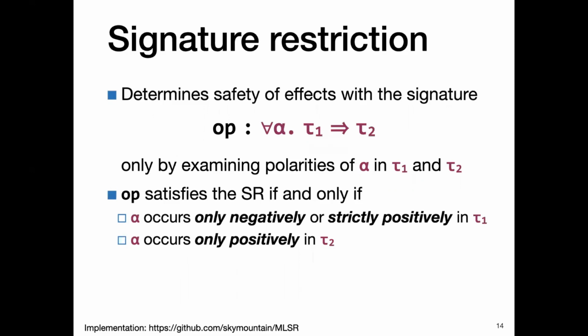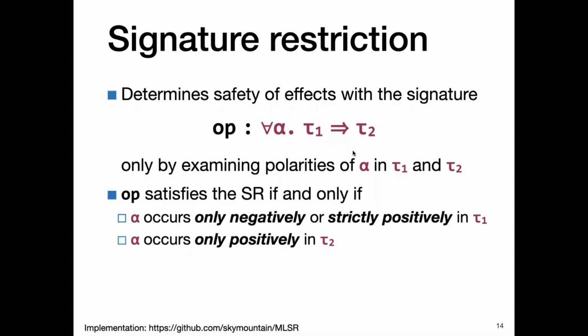As I said, the signature restriction is an approach to determine the safety of an effect with the signature of the effect. So let's suppose we consider this operation with this polymorphic type.